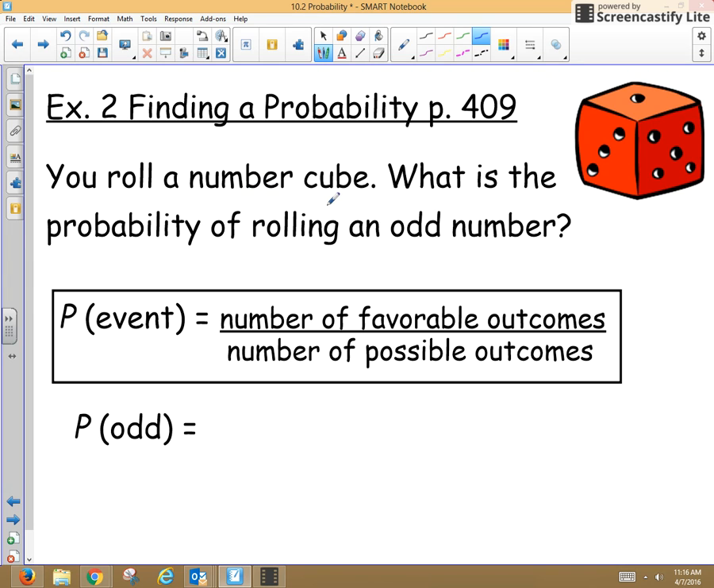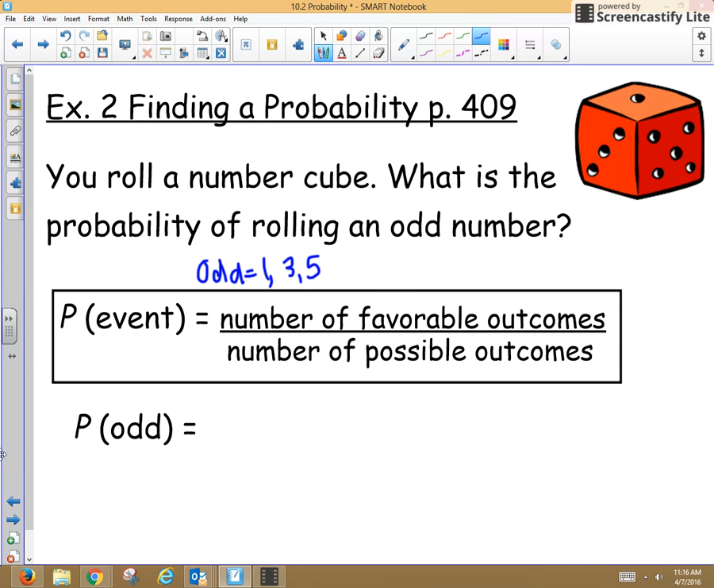Example 2 is finding a probability, page 409. You roll a number cube. What is the probability of rolling an odd number? Well, let's think about this. The odd numbers on this cube would be the numbers 1, 3, and 5. Since it goes up to 6, we don't count any numbers beyond that.